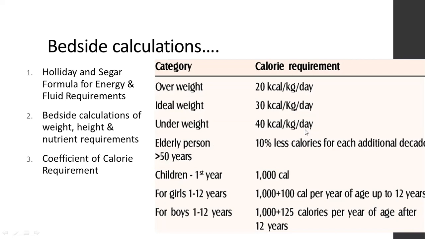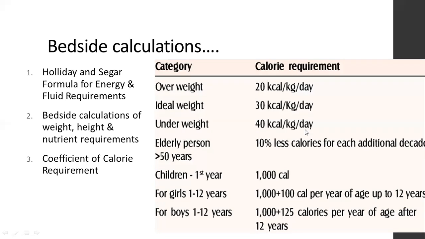And if you're dealing with an elderly person, now we have to just focus on children. Elderly persons, we don't have to think about it. It's a child nutrition class. So children under the age of 1, first year of life, 1000 kilocalories they should take. For girls, 1 to 12 years, 1000 kilocalories plus 100 kilocalories per year of that age group up to 12 years. For example, 1000 kilocalories by first birthday, 1100 kilocalories second birthday, 1300 kilocalories by third birthday, and so on.